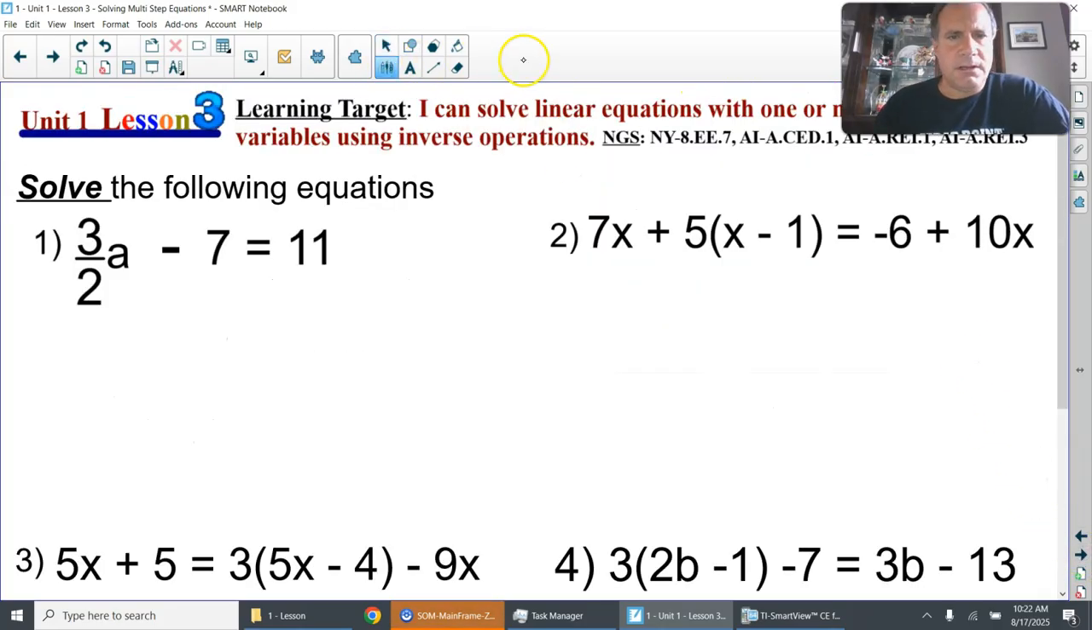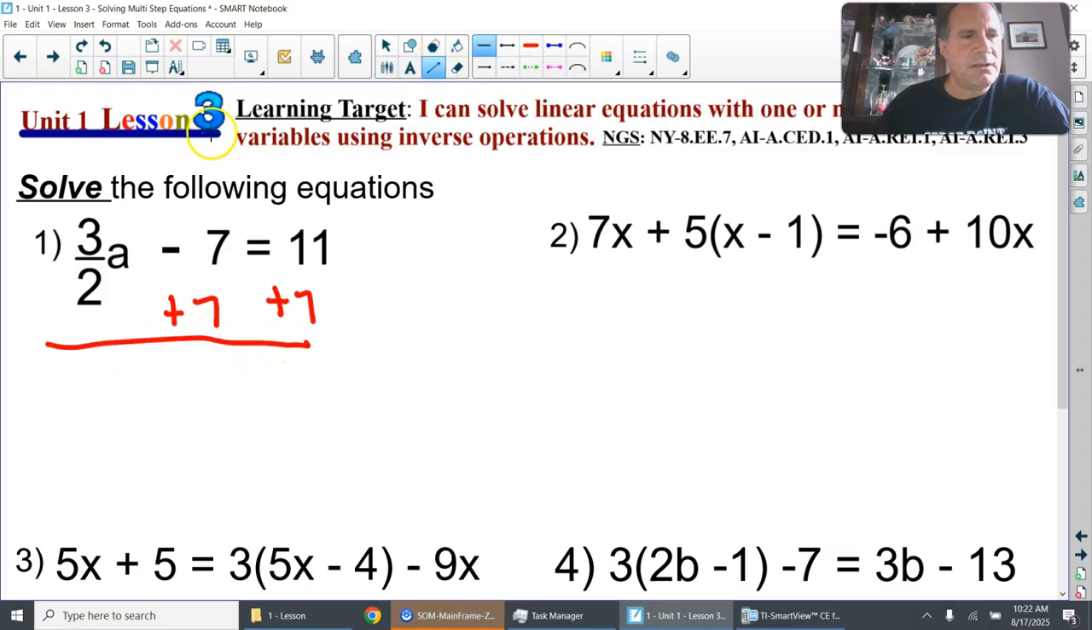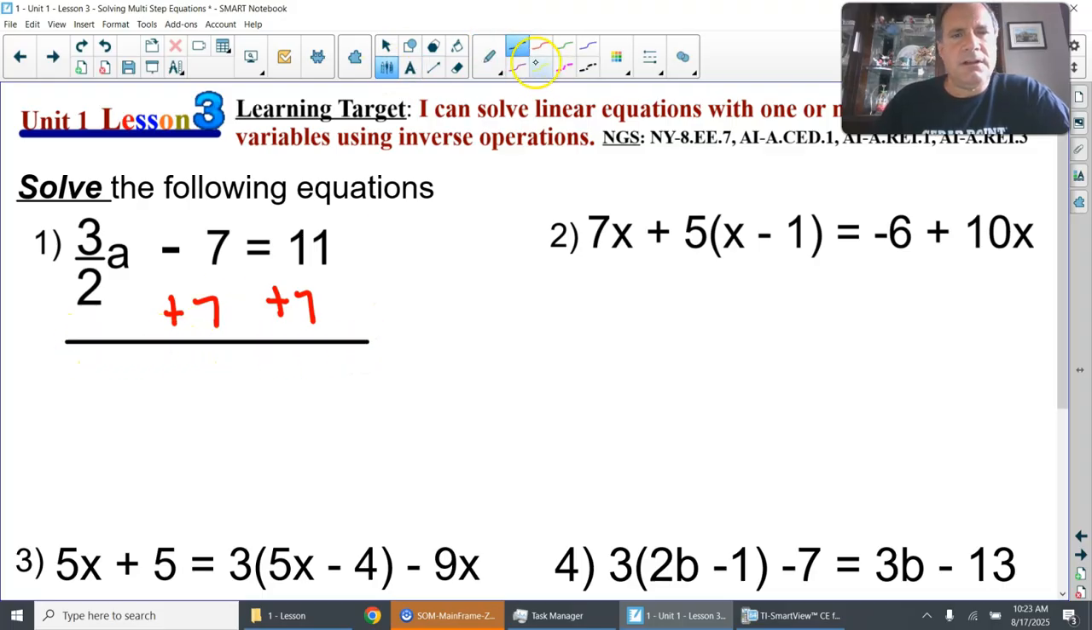And here are some problems just to help you along. Okay, I did press this, and it didn't happen. Very good. All right, just use inverse operations.